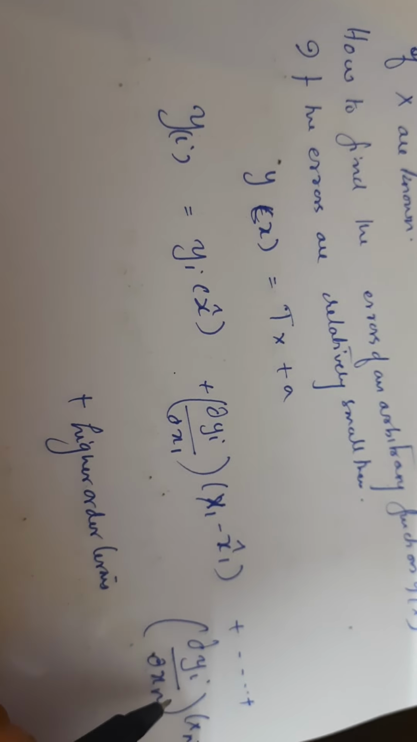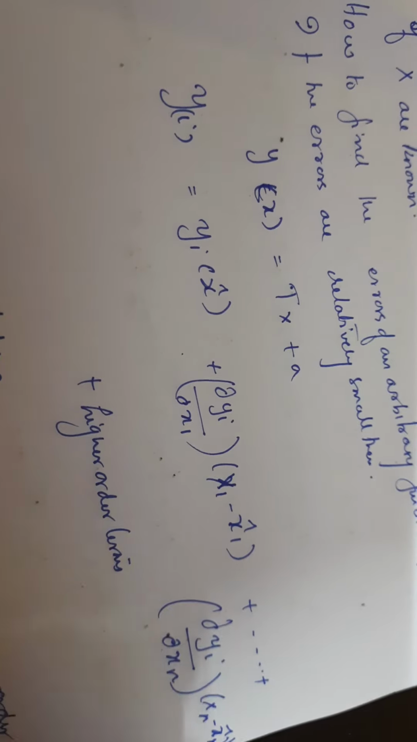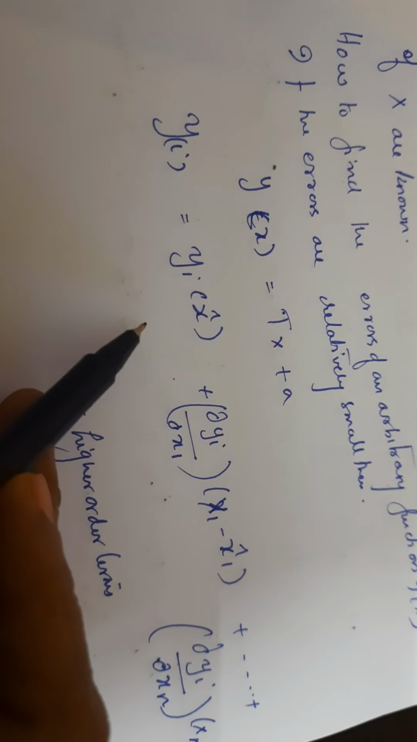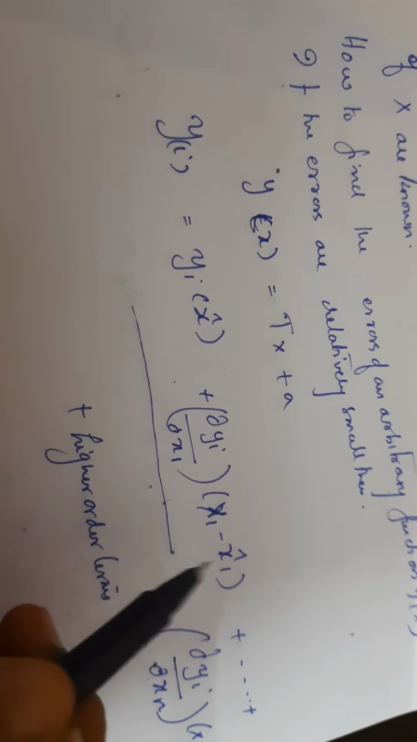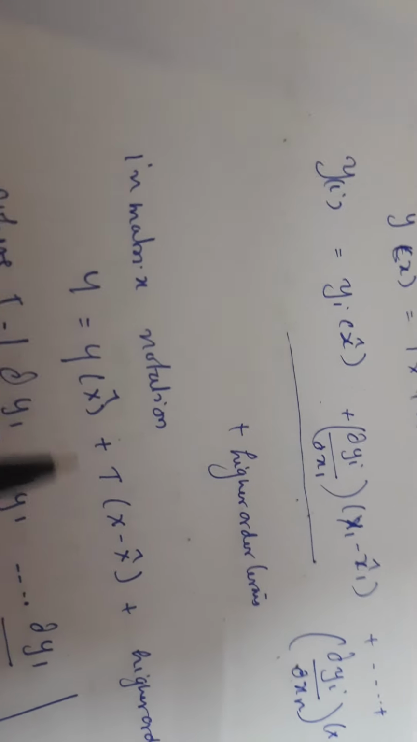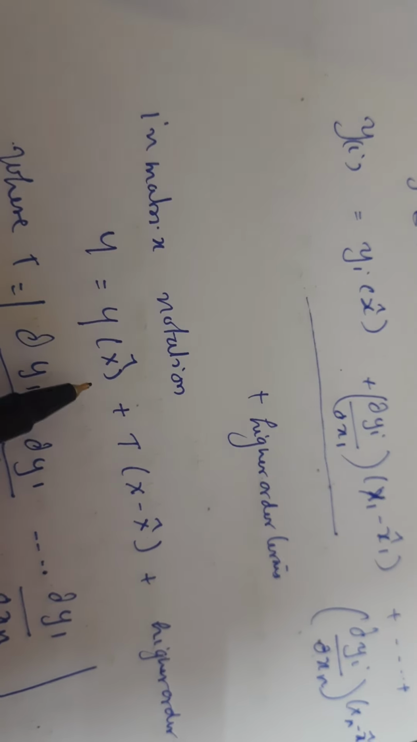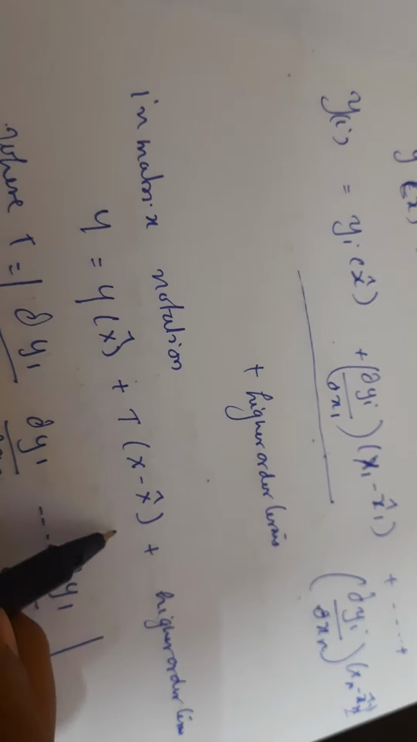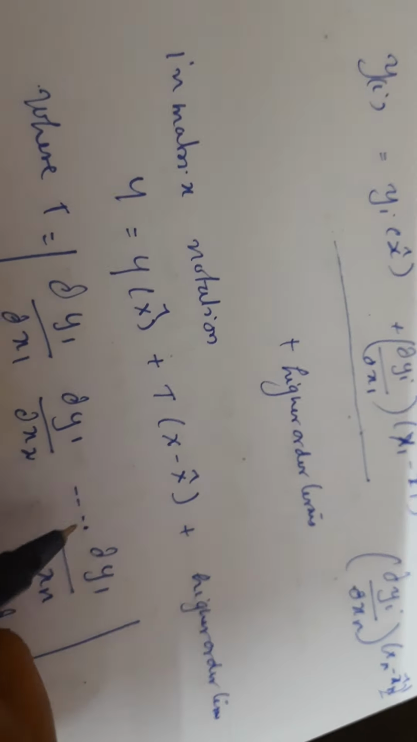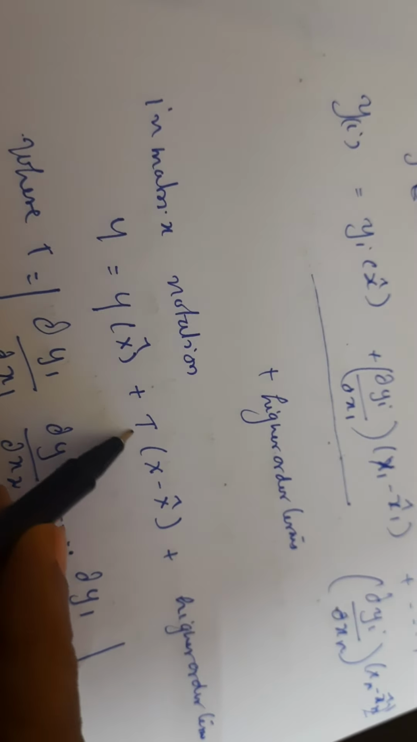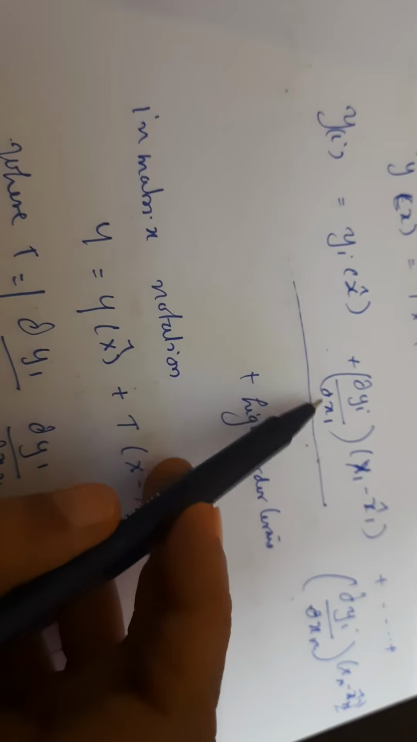So if the error is very small, then we can throw away all the higher order terms and just take only this first term. So that is what it is saying. So y is equal to y(x cap) plus T into (x minus x cap) plus higher order terms. So we are neglecting that. And what is this T? T is nothing but the differentials.